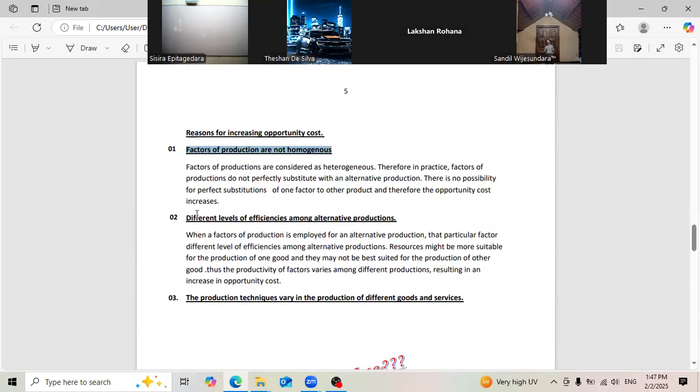Second one is a different level of efficiencies among alternative production. Efficiency is different. You can read it. When factors of production are employed in an alternative production, there is a different level of efficiency among alternative productions. Resources might be more suitable for production of one good, but they may not be best suited for the production of another good. Best example is this farmer's story.